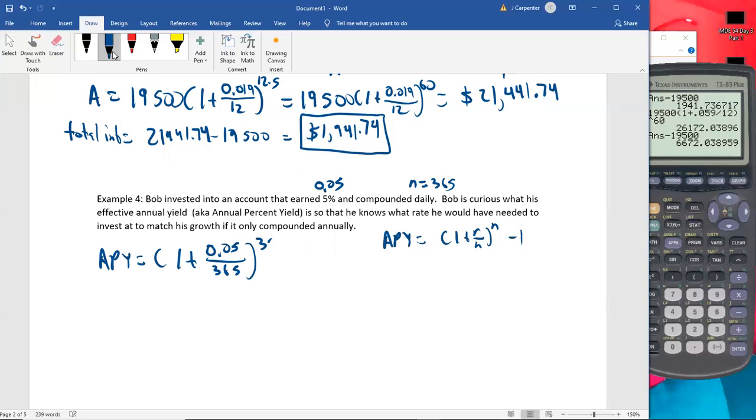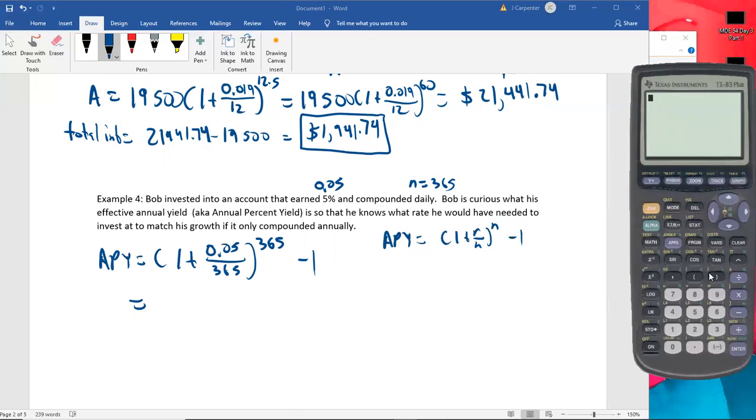Then raised to the n again, so that's 365, and then there's a minus 1 outside. We really don't need to do anything in this calculator step by step. We can generally type these out all at once.